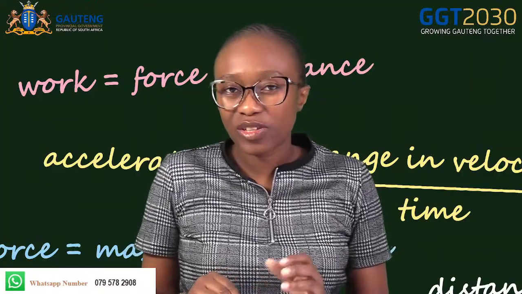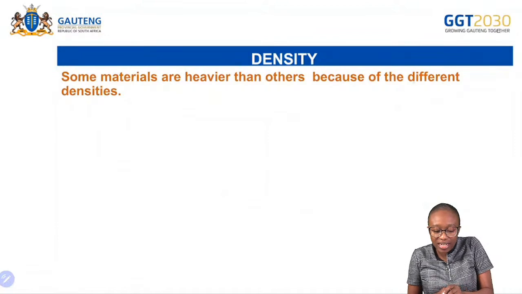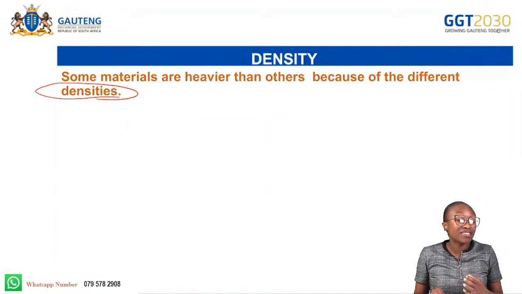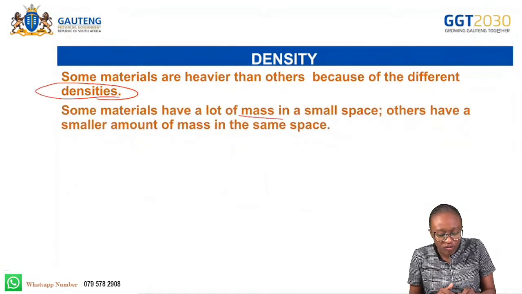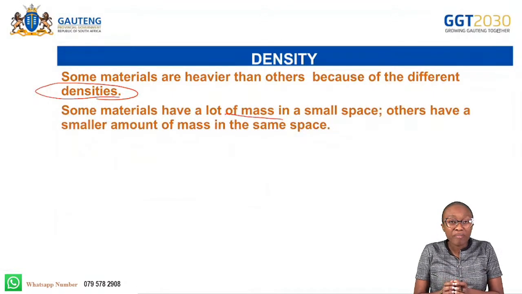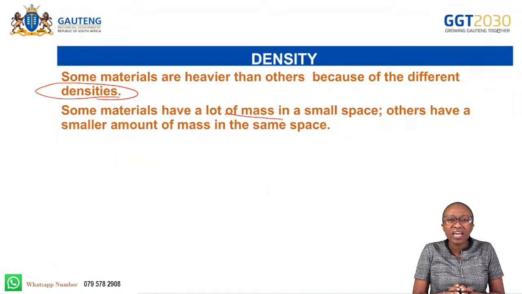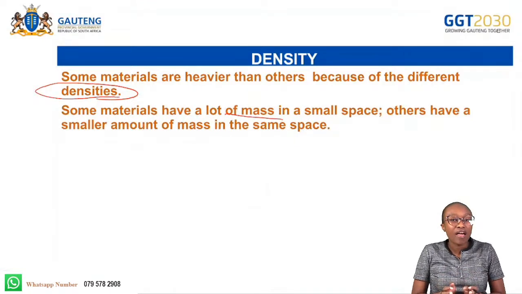Welcome back. I hope you copied down the examples. So let's talk more about density. Some materials are heavier than others because of the different materials. Remember, the denser the object, the heavier it is. Some materials have a lot of mass in a small space. Remember the iron versus the cotton versus the wood versus the water.